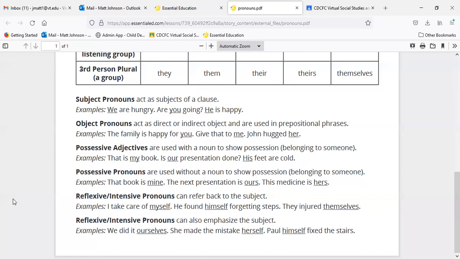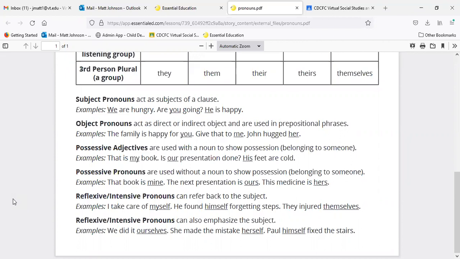Possessive adjectives are used with a noun to show possession, belonging to someone. So possessive adjectives: that is my book. Is our presentation done? His feet are cold. So that's describing the book or the presentation, right? Adjectives describe nouns. Possessive adjectives describe who the book belongs to.